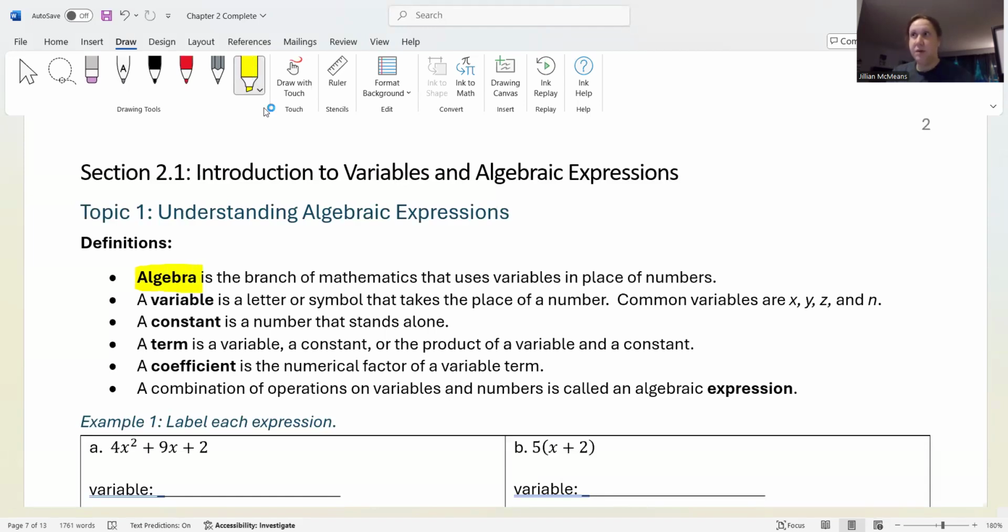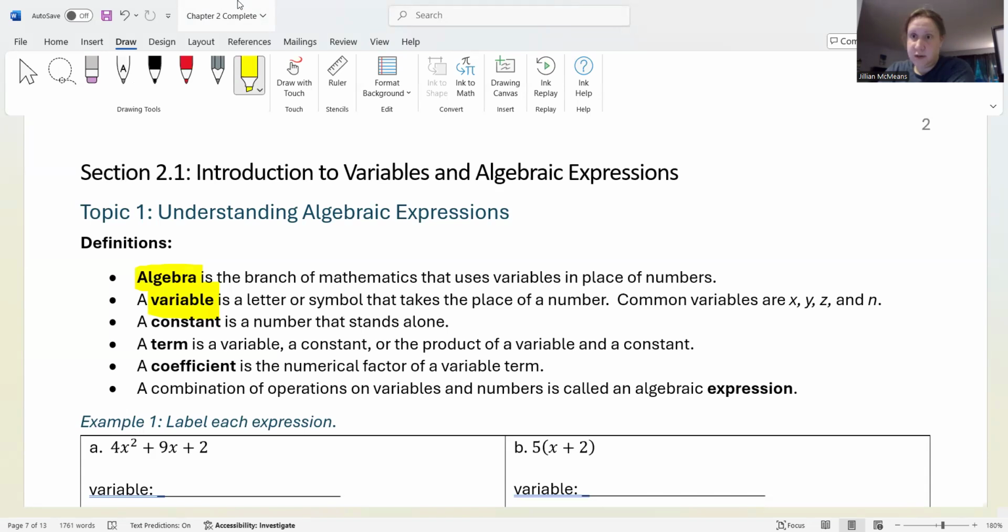Now, we've got to build this idea of what is an algebraic expression. The first thing we need to understand is what is a variable. I already mentioned the word, but let's really talk about what that is. A variable is a letter or symbol. For us, it's generally going to be a letter. You could certainly use symbols, but at this point, we'll usually use X's and Y's, P's, S's, T's, stuff like that. So a variable is a letter or symbol that takes the place of a number. Common variables are X, Y, Z, and N. You are not limited to X, Y, Z, and N.